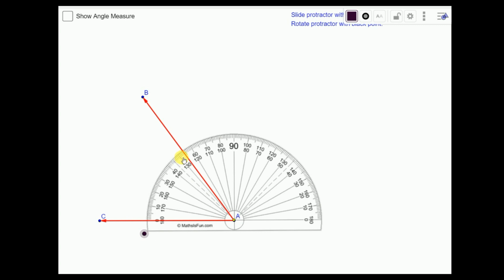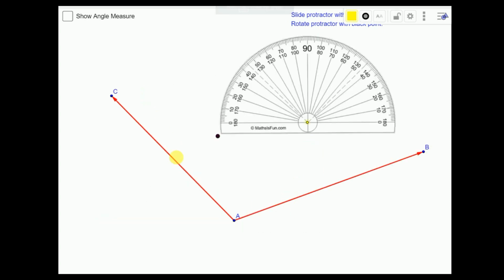It's in fact 50, 1, 2, 3, 4. I count the small dashes after the 50, and the angle is equal to 54 degrees exactly. So this is an acute angle. So be careful here. It's not 134 degrees. It's wrong because an acute angle cannot be equal to 134 degrees.